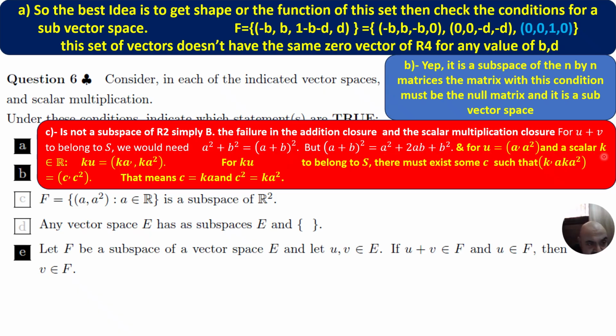If I have U and V belonging to S, we would need A squared plus B squared to equal (A plus B) to the power of 2. But as I told you, the existence of 2AB will prevent this from happening. And also for the scalar multiplication, alpha times A squared and the scalar K, so K times U, should look like this.